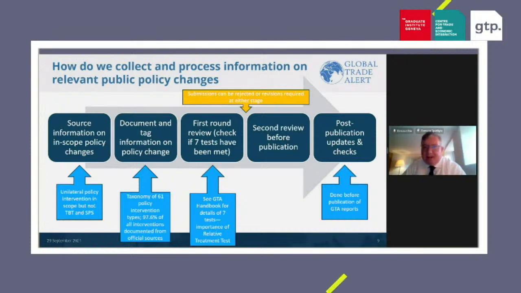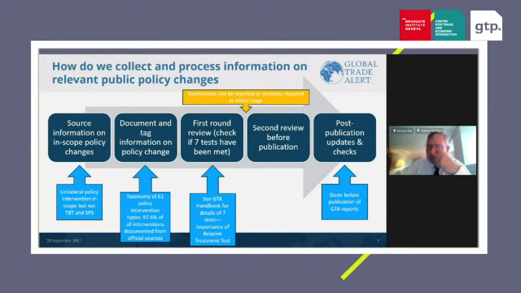In the first round review and second round review, a submission can be rejected outright, or a measure can be sent back for revisions if it is incomplete, or if we think there is an error, or if a policy intervention has been poorly described. Once a measure has been approved at both levels of review, it's published, and then we move into the 5th stage on this diagram.